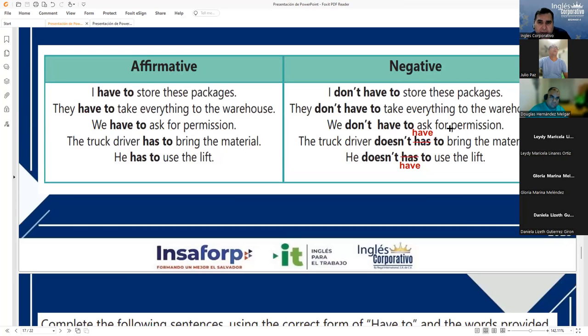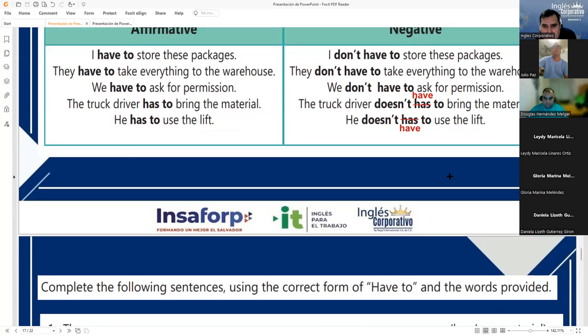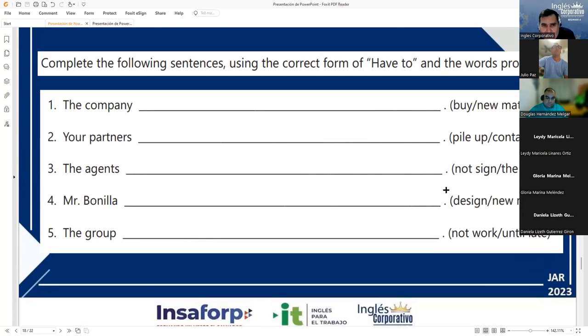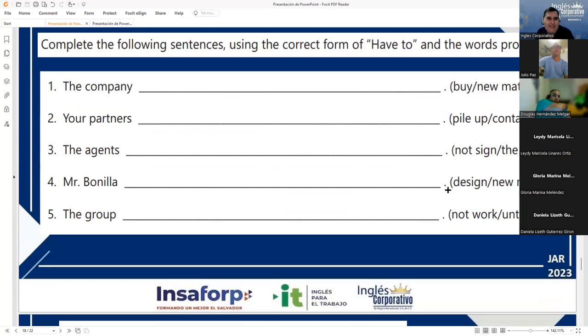My dear niñitos, utilicémoslo no para criticar el manual, sino para que nos ayude a enfocarnos en dónde está el error y no cometerlo. ¿Verdad? Como algo de aprendizaje, una oportunidad de aprendizaje. ¿Okay? Doesn't have to.